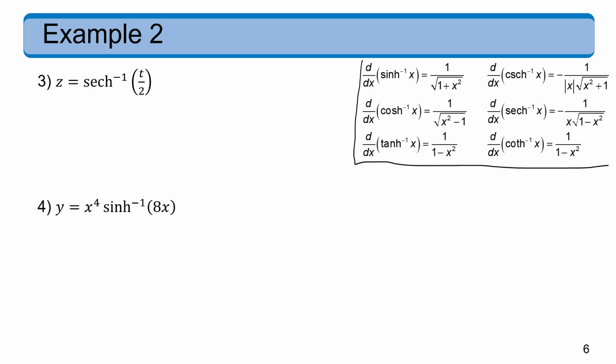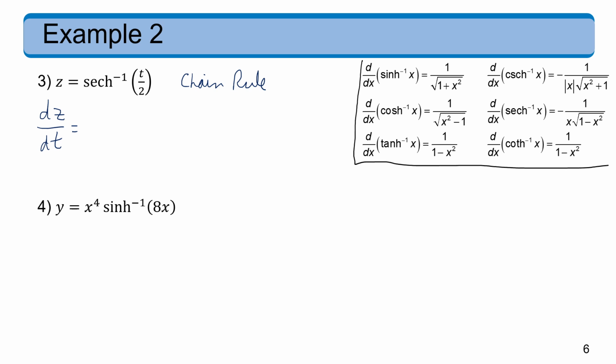Got a couple more functions here. This one, number 3, is inverse hyperbolic secant of t over 2. So our derivative notation here could be dz dt. Now let's look at the, again, this is a chain rule problem because we have something else other than plain t plugged in.